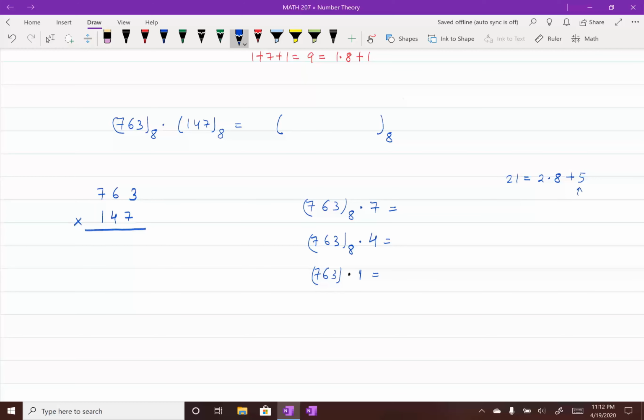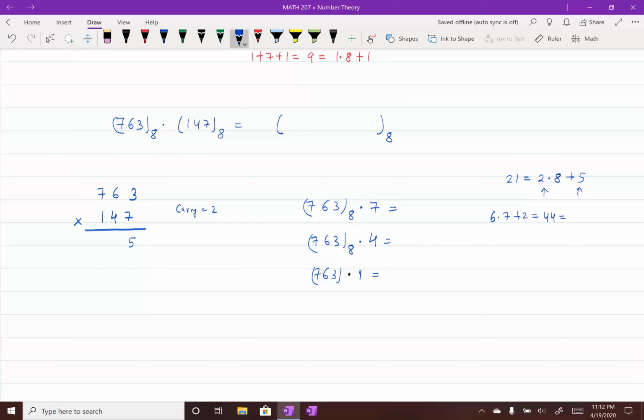So the remainder is 5 and the quotient is 2. So you can say when 7 is multiplied with 3, you get 5, and your carry here is going to be equal to 2. The next time, when you multiply 7 with 6, it is 42, and plus 2 is going to be your carry. So 6 times 7 plus 2 is going to be equal to 44.